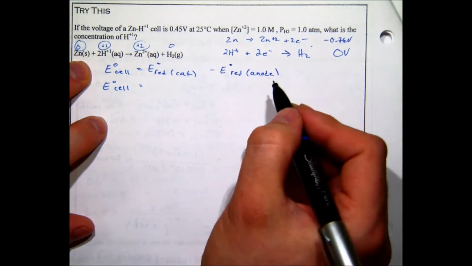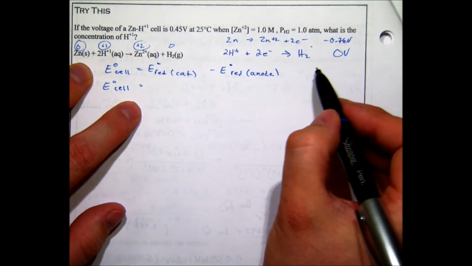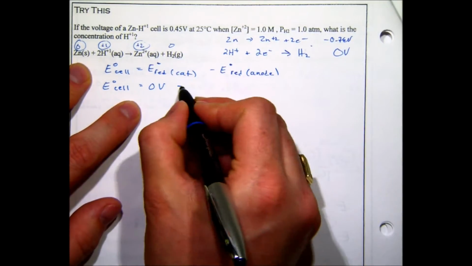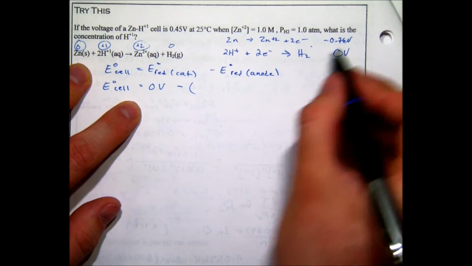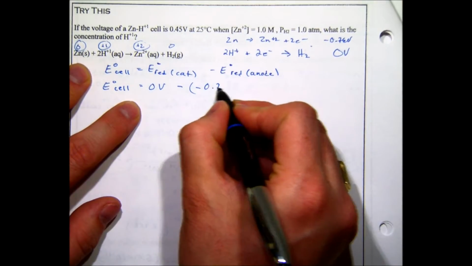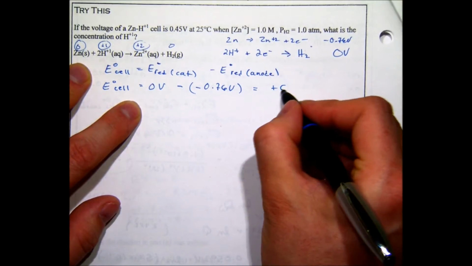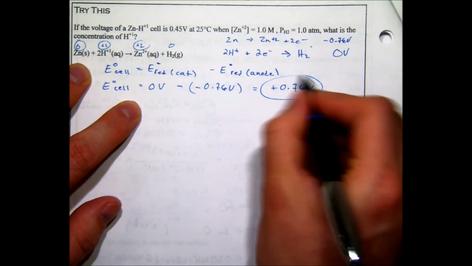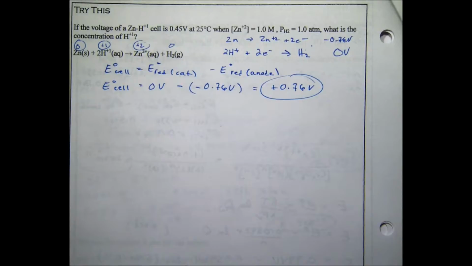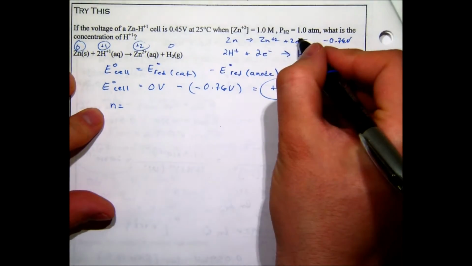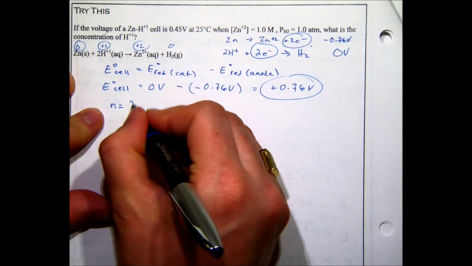Ecell is equal to the cathode where reduction is taking place, which is hydrogen, minus where zinc is negative 0.76. So we have a positive cell potential, indicating that this is a spontaneous reaction. We look and figure out what is N, the number of electrons transferred. It is equal to 2.